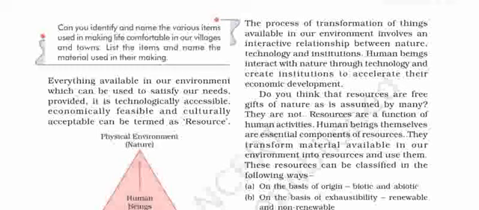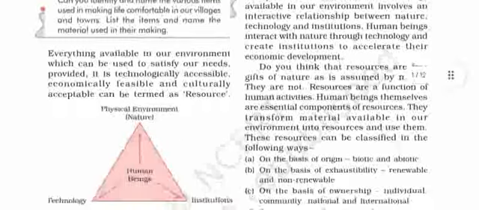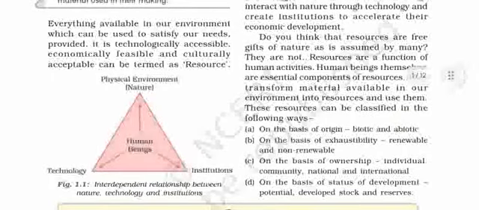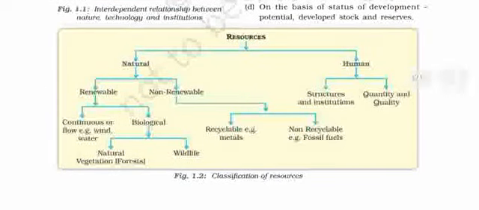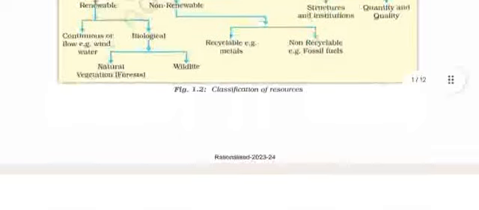These resources can be classified in the following ways: first, on the basis of origin, biotic and abiotic; second, on the basis of exhaustibility, renewable and non-renewable; third, on the basis of ownership, individual, community, national and international; fourth, on the basis of status and development, potential, developed, stock and reserves. Here you can see a chart or figure of classification of resources.